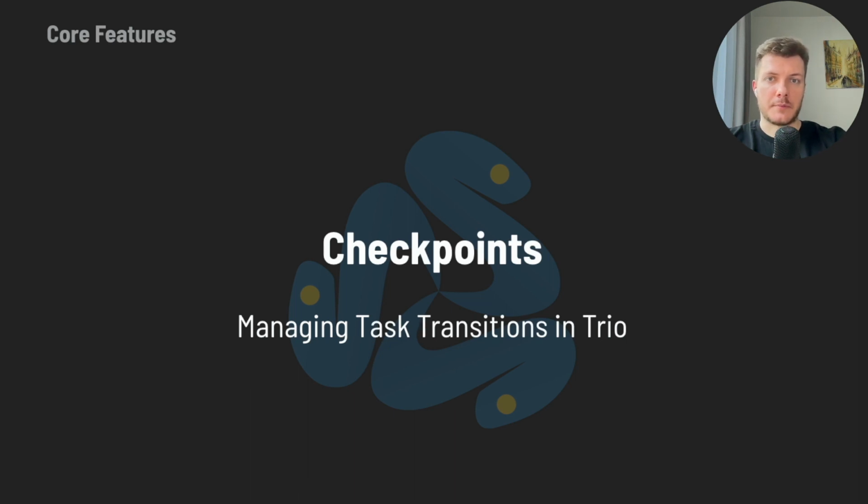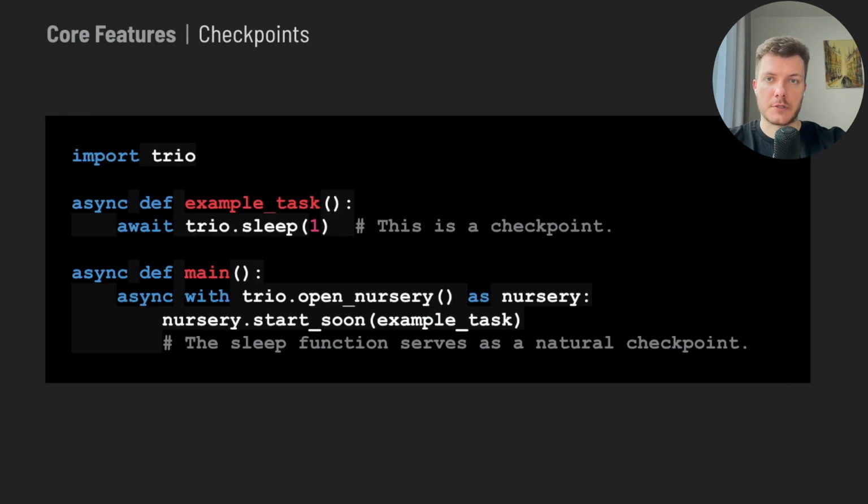To give you a clearer picture of how checkpoints work, let's break down what happens during a typical async operation. Checkpoints occur at every async operation that potentially blocks, like await trio.sleep(1). A checkpoint allows Trio to check if the task should be cancelled. It also lets the Trio scheduler decide if it's time to switch to maybe another task. These points are essential for maintaining fairness and responsiveness in the system.